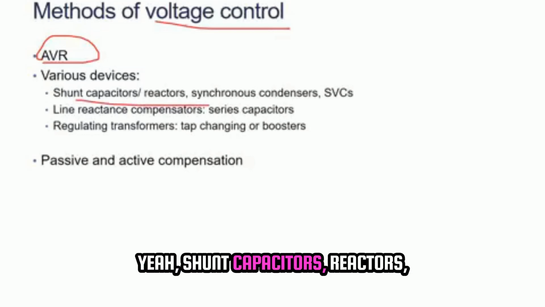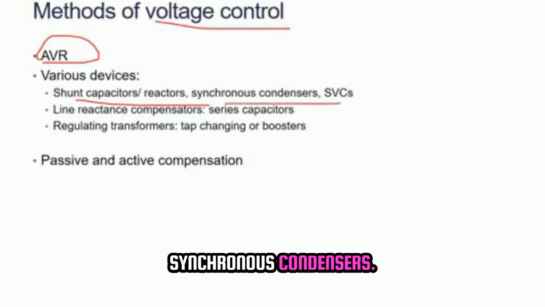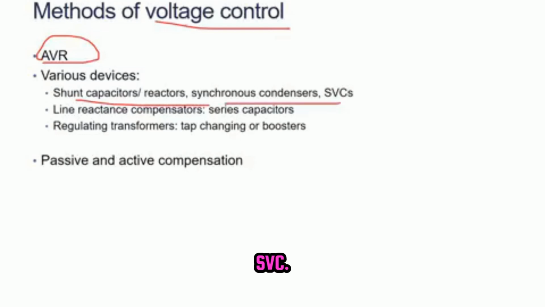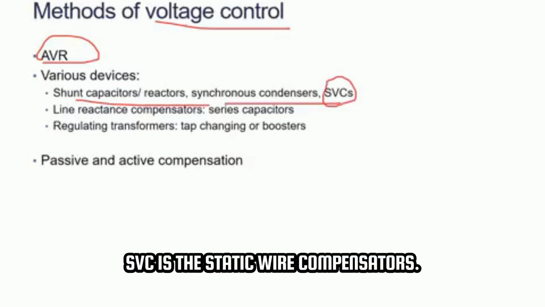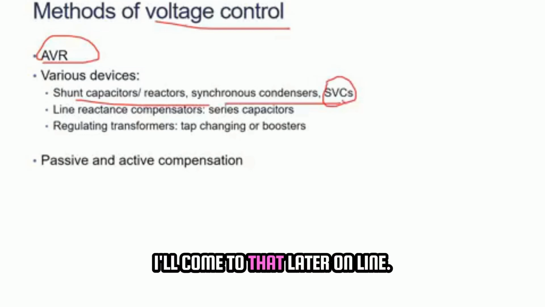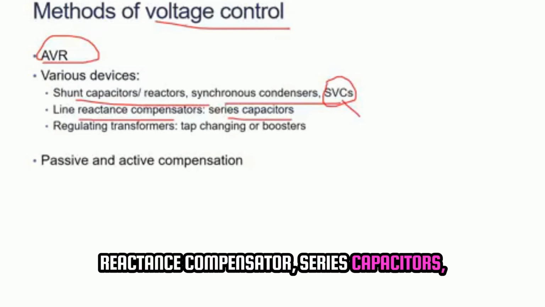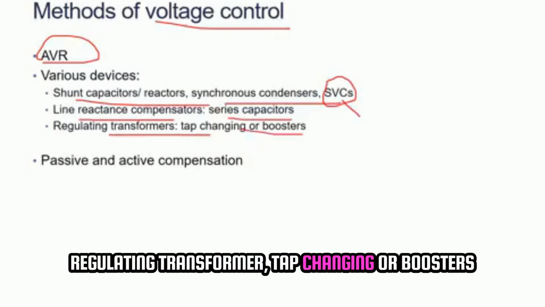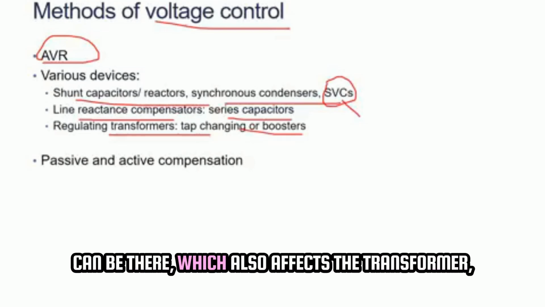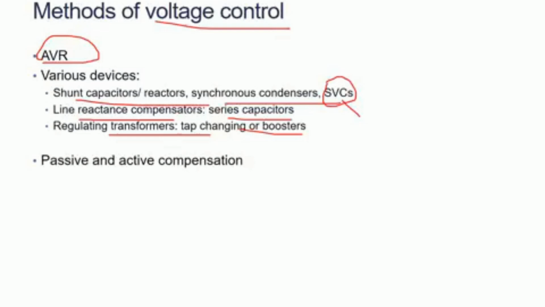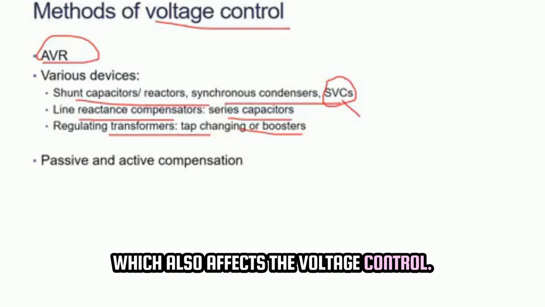Shunt capacitors, reactors, synchronous condensers, SVC. SVC is the static var compensators. I'll come to that later on. Line reactance compensators, series capacitors, regulating transformer, tap changing or boosters can be there, which also affects the transformer, which also affects the voltage control.